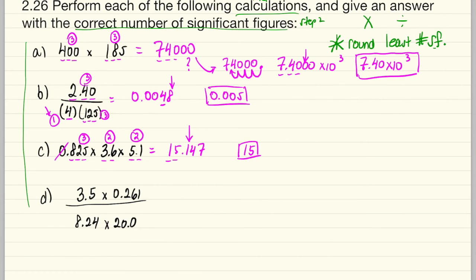All right. Let's look at this next problem. I'm going to do 3.5 times 0.261. Okay. And I'm going to divide 8.24. And then I'm going to hit the divide button again, because this is down on the bottom. I'm going to type 20.0 and hit the equal key. And you should get 0.005543083. Big long number there.